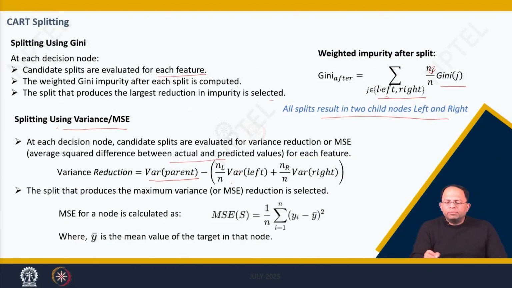That is what we are trying to decide. In the same way, instead of Gini, we are taking variance, but we are taking the same proportion of the left side and right side, taking a summation of that and subtracting it from the upper level, that is the variance of the parent level, and that will indicate variance reduction. So the split that produces the maximum variance or MSE reduction is selected, and instead of variance we can also go for MSE as well. MSE is calculated as 1 by n, summation i equals 1 to n, yi minus y bar whole square. So this is predicted and actual, and we can use this as well.